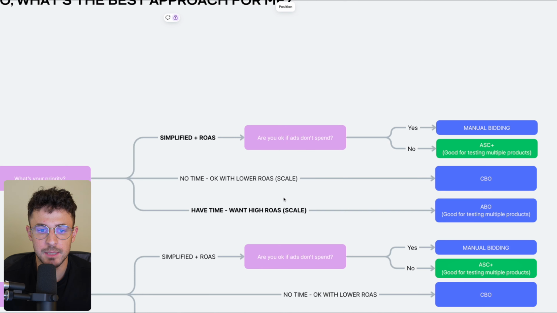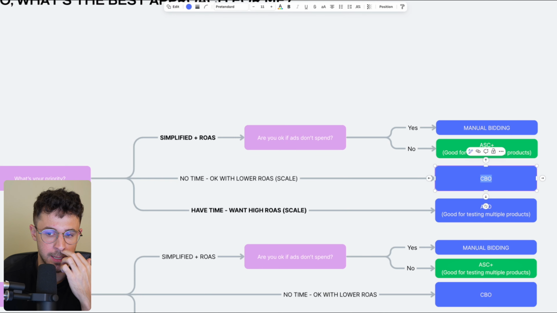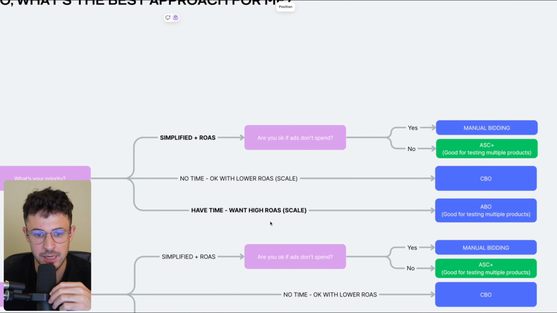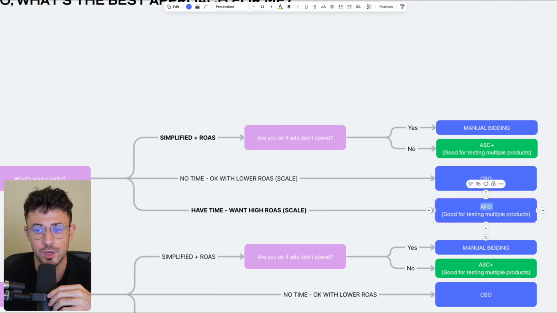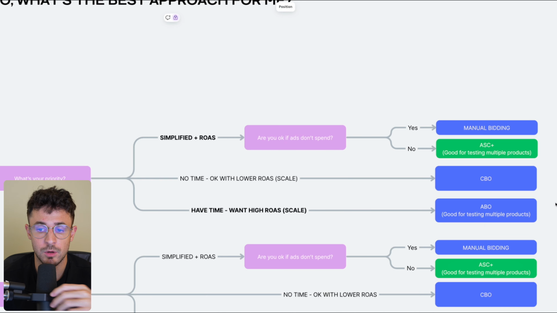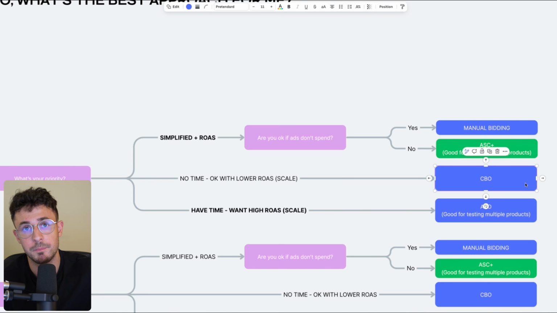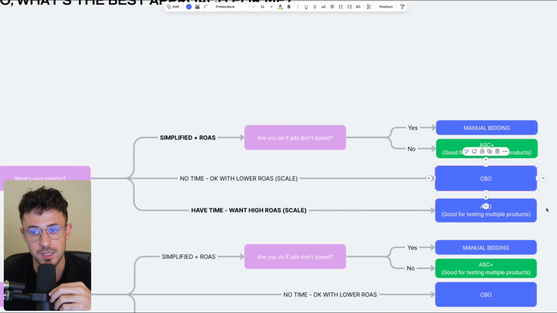Then, if you have no time, you're okay with a lower return on ad spend, but you want to scale much faster, you can go with a CBO setup. And then if you have time to manage everything manually, you want to maximize the return on ad spend because you can have more control on what you're doing, you can go for an ABO setup. This is good if you're also testing multiple products, because you can test more products within the same ABO campaign, rather than the CBO, for instance, having a different campaign, one per product, because of course you need to split by AOV. Otherwise you're gonna have the problem with the lowest cost bidding option, like standard from Meta, where it's basically just gonna spend money on the lowest CPA product.